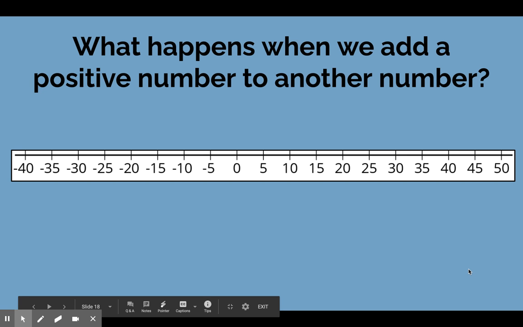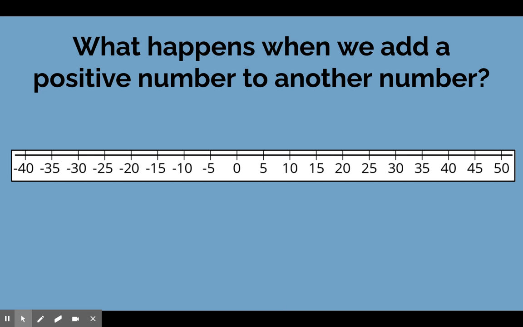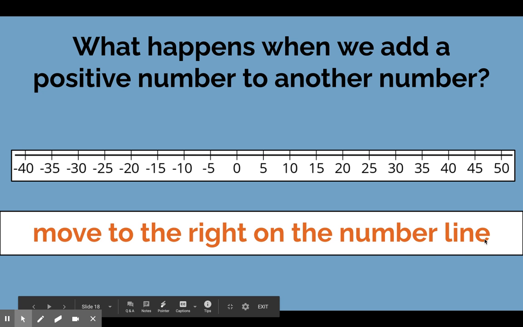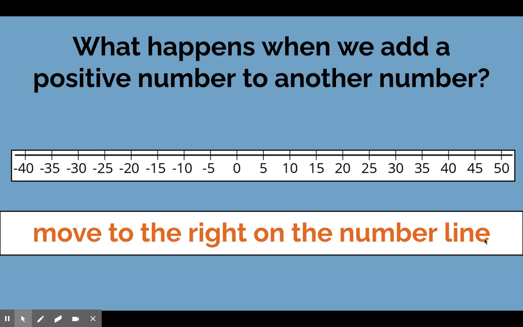Next, we have what happens when we add a positive number to another number. Let's put your answers in the chat once again. What happens when a positive number is added to another number? We move to the right on the number line. So whenever we add a positive number to another number, we're moving to the right on the number line.